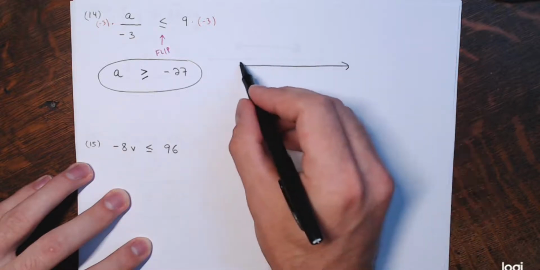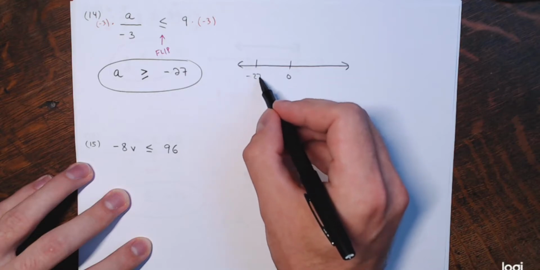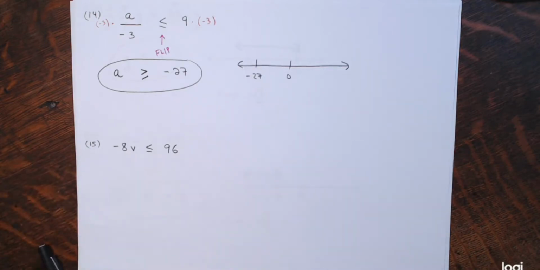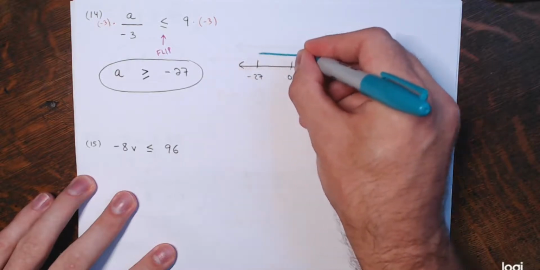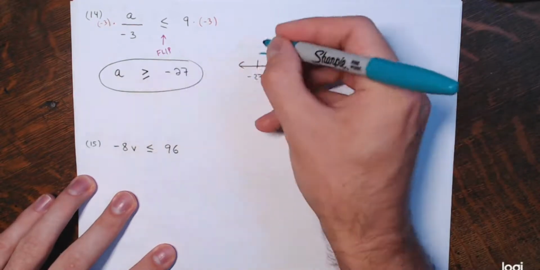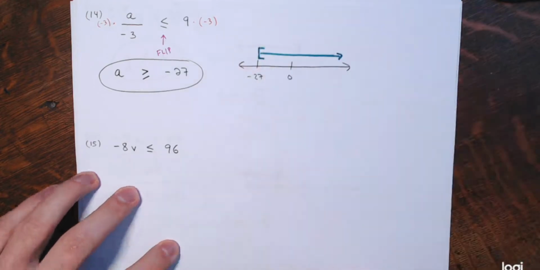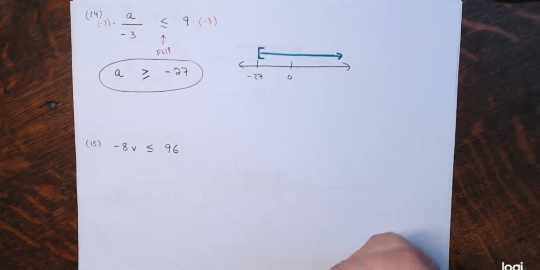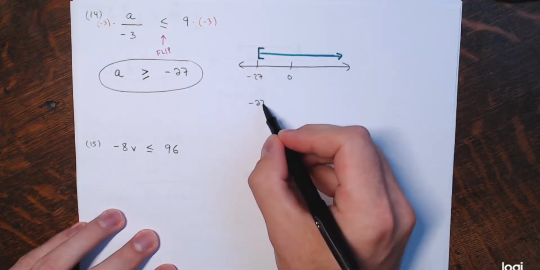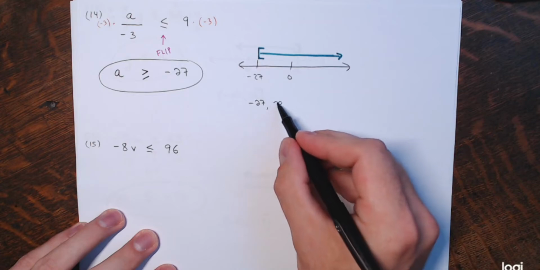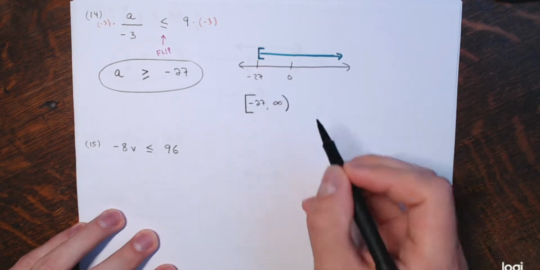Number line, here's 0, negative 27 would be to the left of 0 somewhere. And our solutions are the numbers greater than negative 27 or equal to negative 27. So again, a rectangular bracket or a closed dot. And the interval for this, we're going from negative 27 up to infinity, bracket on the negative 27, parenthesis on infinity. Wonderful.